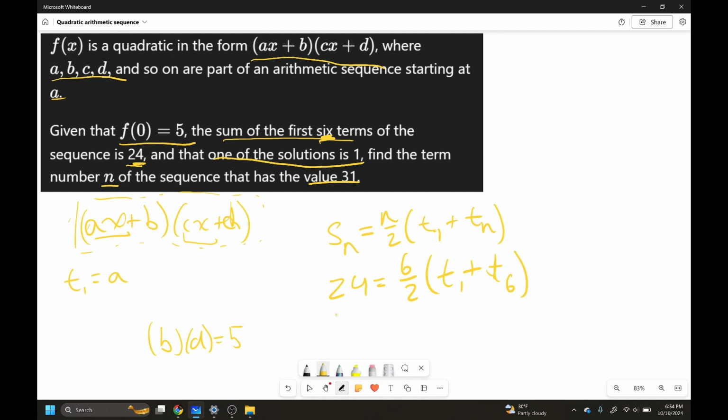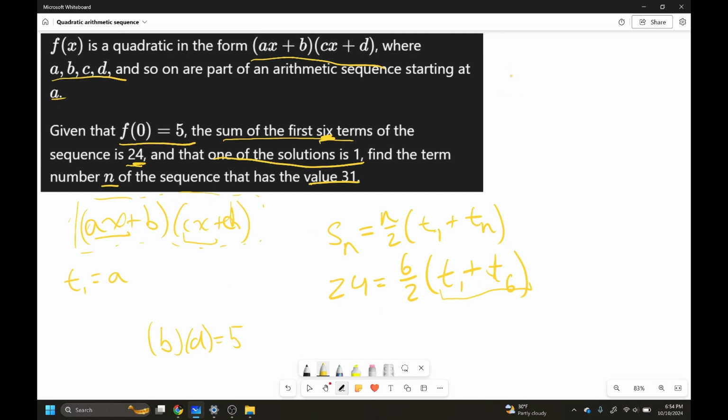Now, the thing is that we don't know what term 6 is. We don't know what any of the terms are right now in terms of a, b, c, or d. So what we can do to make it easier for ourselves is use some of the knowledge that we have of arithmetic sequences to rewrite this into unknowns that actually relate to the question that we are solving.